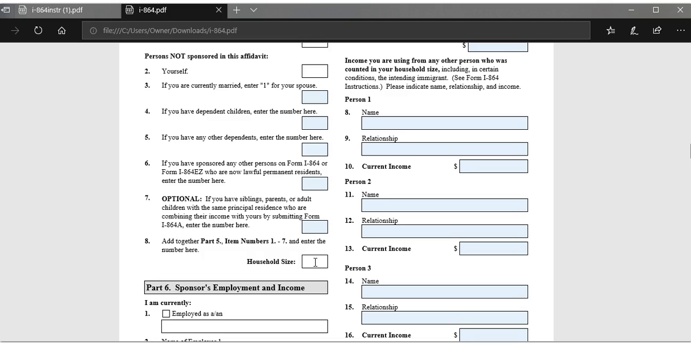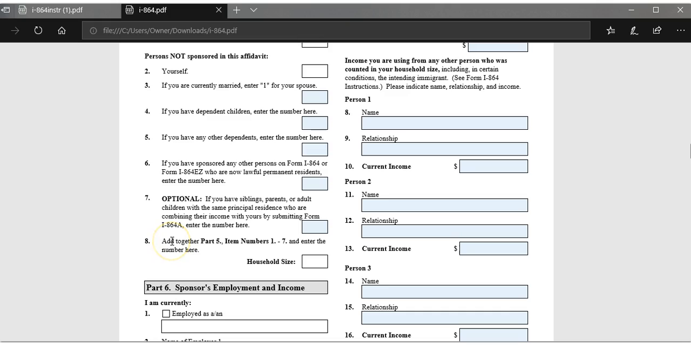And to determine if your income is sufficient to serve as a sponsor, the Immigration Service has to know your legal household size. There are technical rules about who counts as your household members. When completing this section, you count a person only once. Remember, don't count them twice. And I just want to make sure this is clear for you. And this number 7, this is optional.